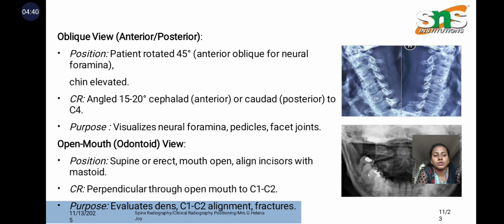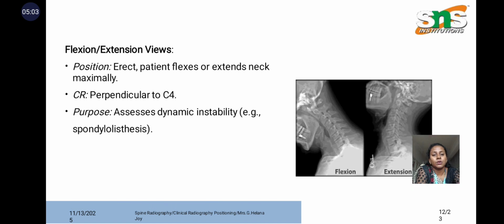The open mouth view, also known as the odontoid view, is taken only of the C1 and C2 vertebrae to evaluate density, alignment and fractures. The patient will be supine or erect. The mouth is open to align the incisors with the mastoids. The central ray passes through the open mouth to C1 and C2.